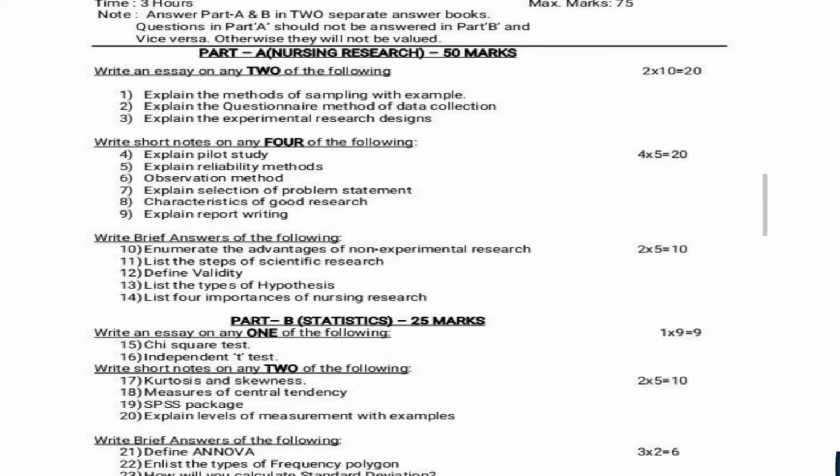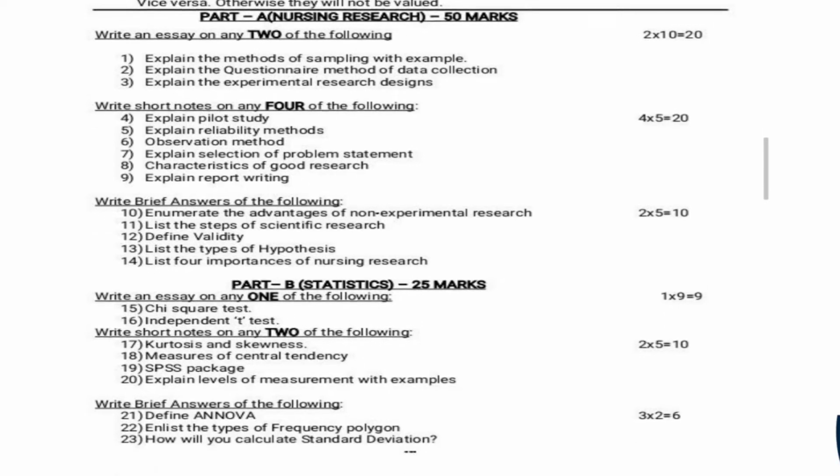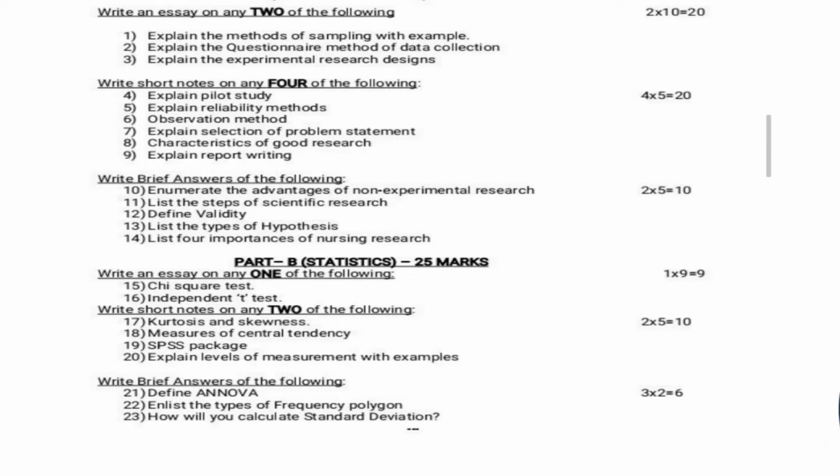Next is part B, that is Statistics, 25 marks. 15th question, essay question, is chi-square test. 16th question is independent t-test. Then short notes: 17th question is kurtosis and skewness. 18th question, measures of central tendency. 19th question, SPSS package. 20th question, explain levels of measurement with example. Levels of measurement is nothing but scales of measurement.